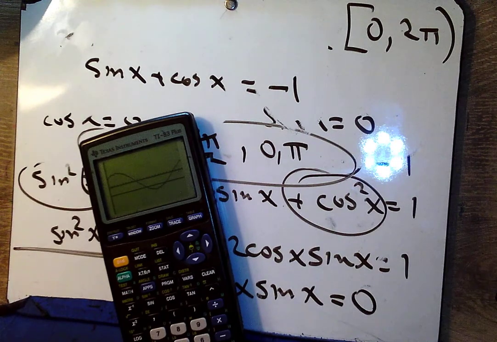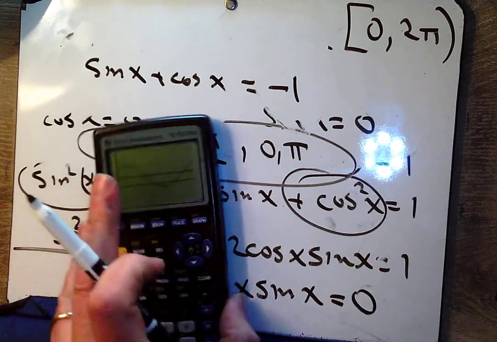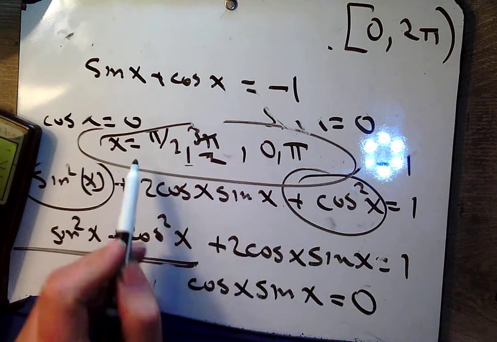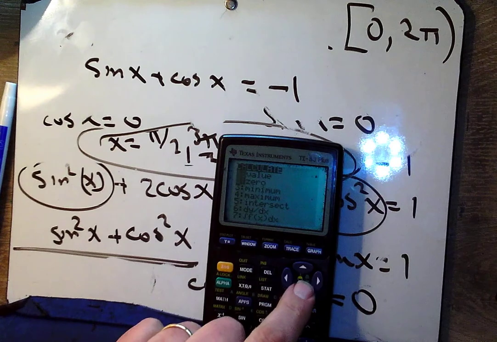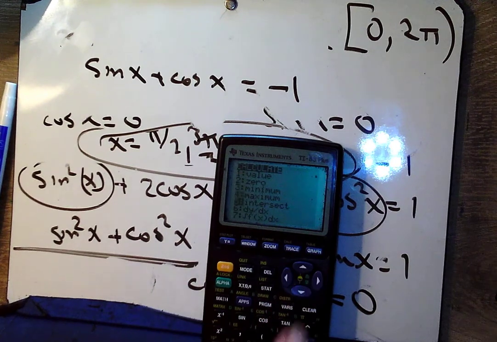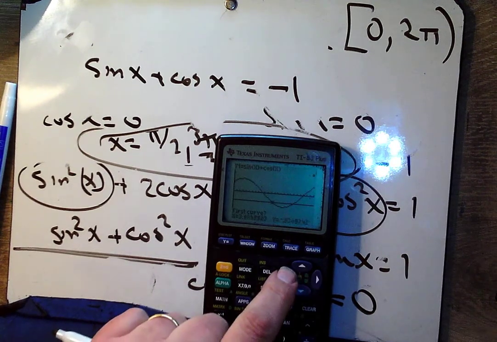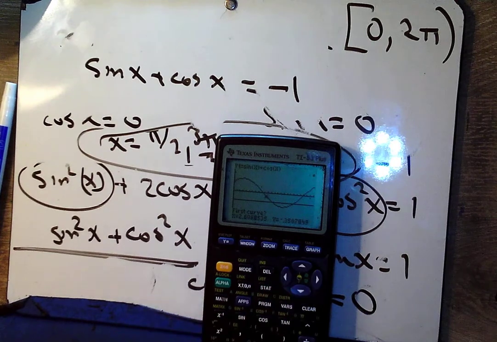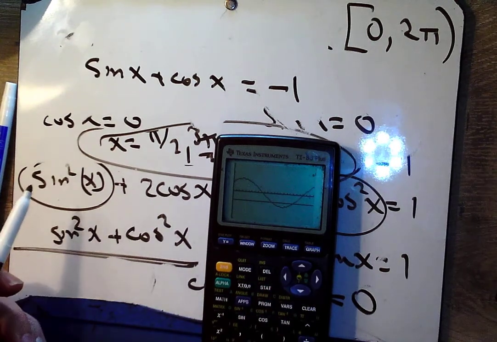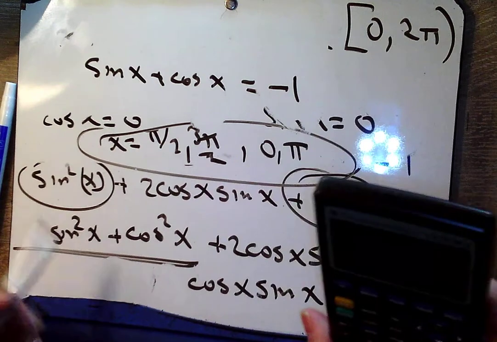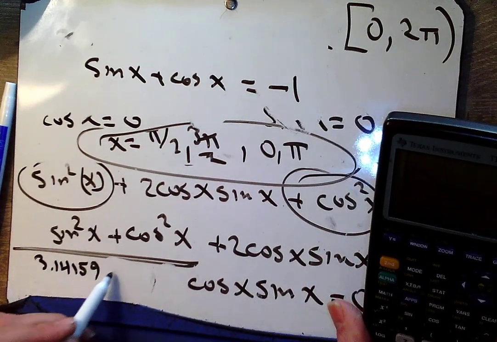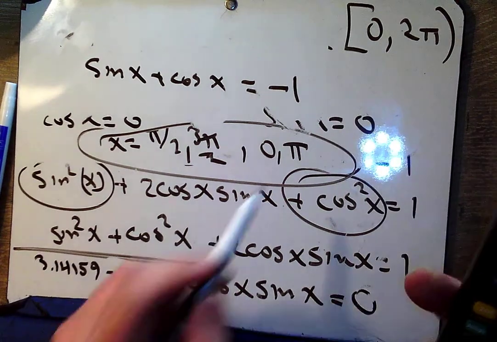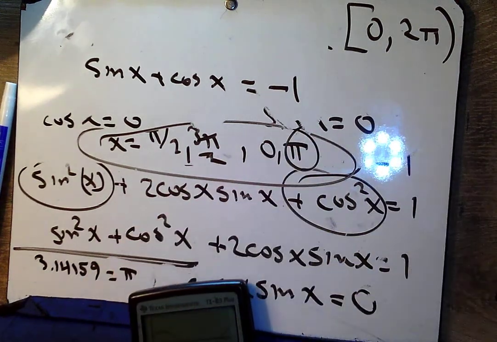And we've only got 2 solutions, 2 points of intersection. But we came up with 4. So let's help with that. Second, calculate, intersect. Bring my cursor close to the point of intersection. Enter. So I get 3.14159. Oh, that's pi. Pi is one of the answers. And let's find that one.